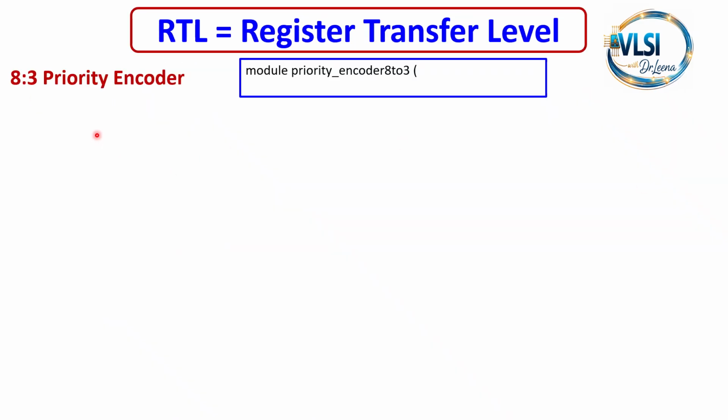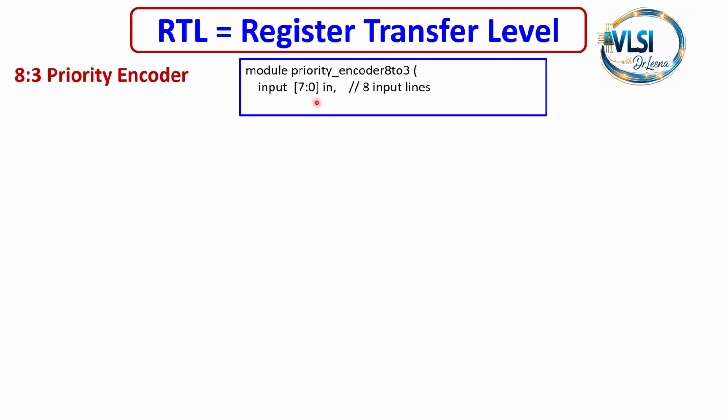RTL code. Look at this. 8:3 priority encoder, we are writing the RTL code. First, we are giving the module and the module name. The module name which I have given here is priority_encoder_3to8, and I have opened the bracket. After opening the bracket, we need to give the inputs and outputs.